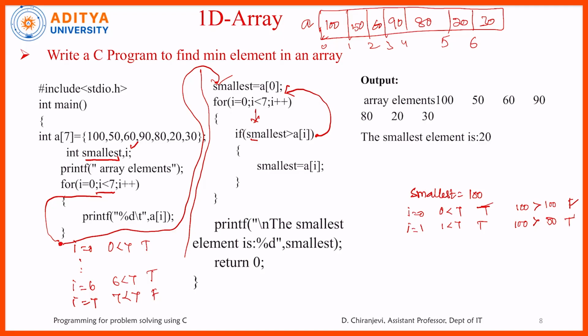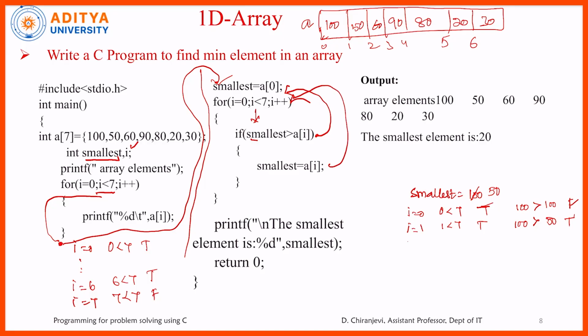If this is true, you are updating the smallest value to a of i. The i value is 1, so you are updating a of 1, which is 50, to smallest. The smallest value is updated from 100 to 50, that means smallest is 50 now. After updating that, control will go back to i plus plus.